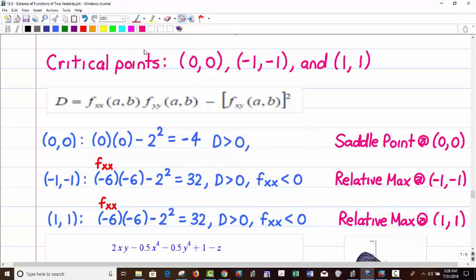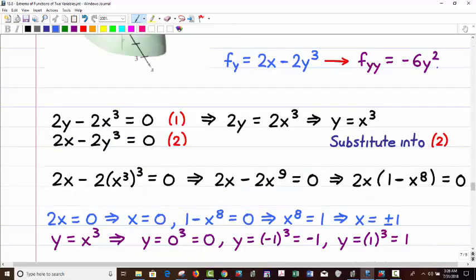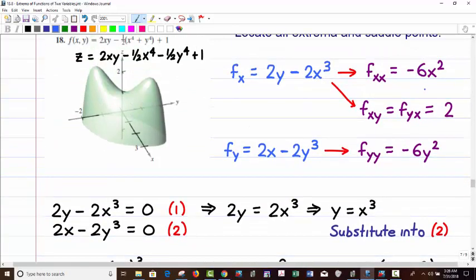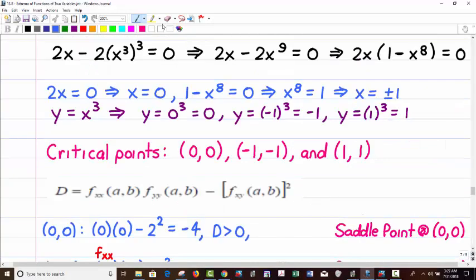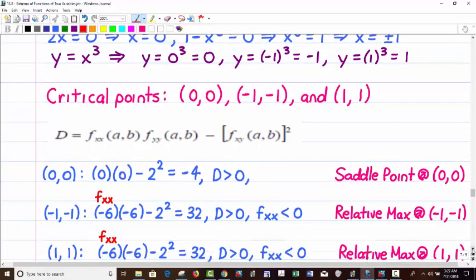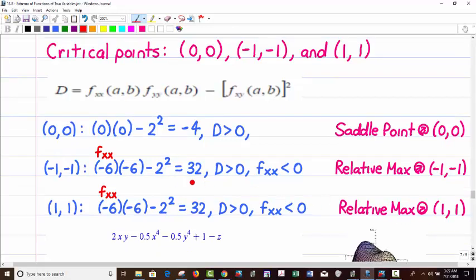And let's see, the next one, you're going to get negative 6 and negative 6 when you put in, because here you would have negative 1 squared, which is 1 times negative 6, same thing here. Negative 6x squared, they both will be negative 6. So you have negative 6 times negative 6, and then minus the 2 squared, you get positive 32, but fxx is less than 0. So D positive, fxx negative, relative max.